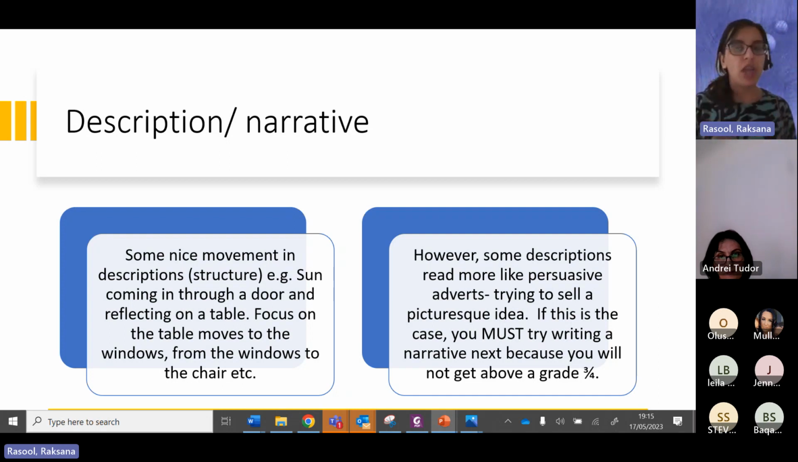The other problem I have is this. The sun was coming in through a door, reflecting on a table, then it focused on the table, moves to the windows, from the windows to the chair, and it was just lovely movement. But some descriptions are reading more like persuasive adverts, trying to sell a picturesque idea. It's almost like you're describing a house, but you're trying to persuade somebody to go ahead and buy it. That's not what we're here to do. We are here to describe it using the senses. What does it look like?